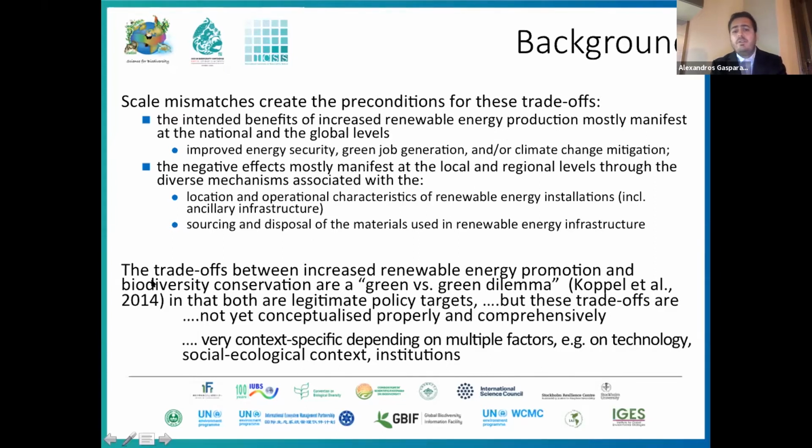If you look at these trade-offs between increased renewable energy promotion and biodiversity conservation, it is a sort of green versus green dilemma, in that both of them are legitimate environmental policy targets. But in my opinion, these trade-offs are not very well conceptualized currently, and they are very context-specific, depending on multiple factors, such as the technologies and the social-ecological context of renewable energy generation, or even the institutions governing renewable energy and biodiversity conservation.